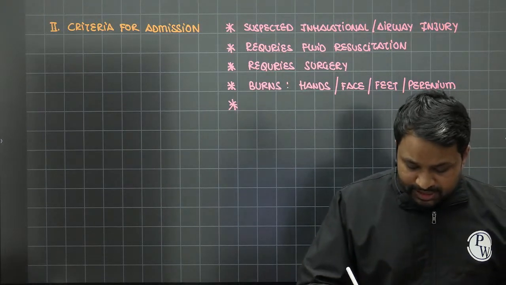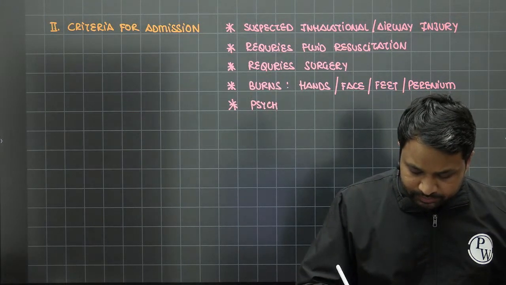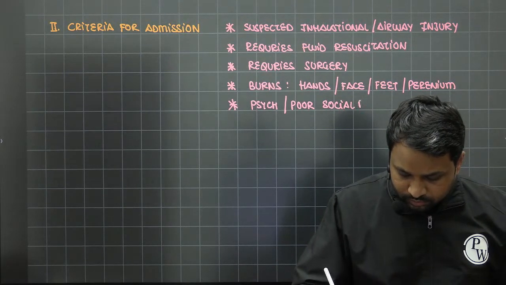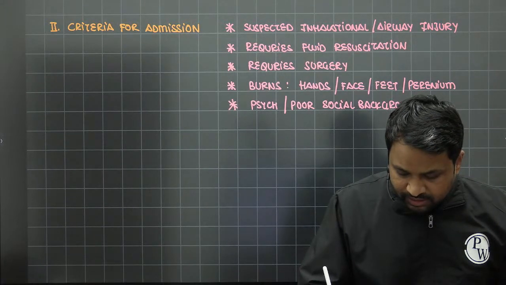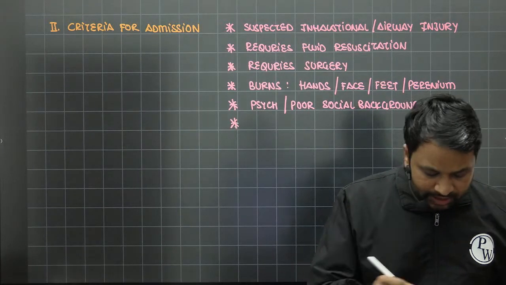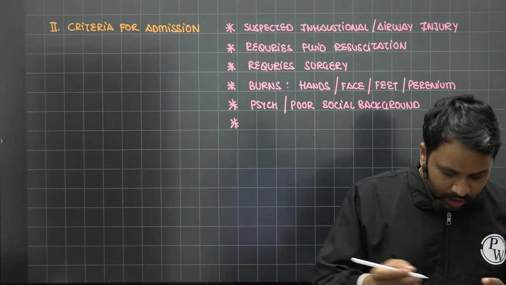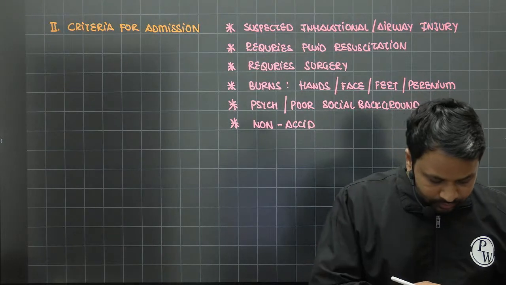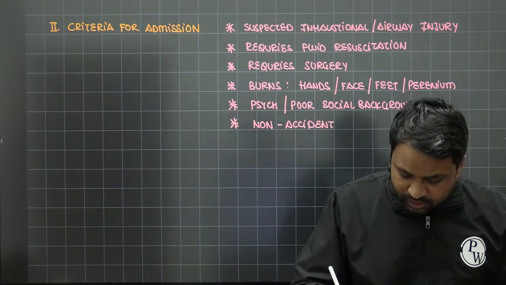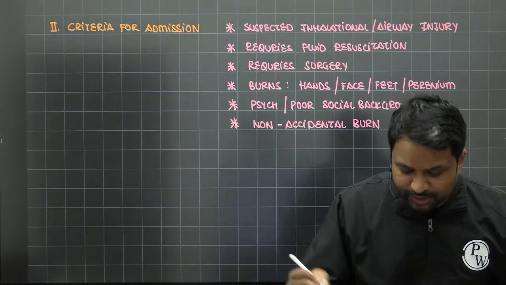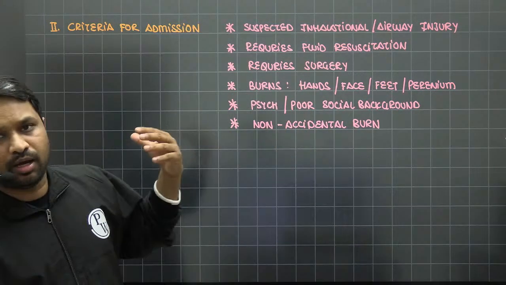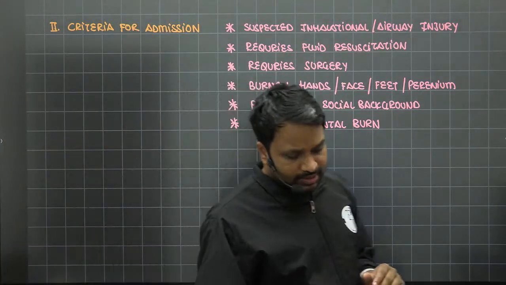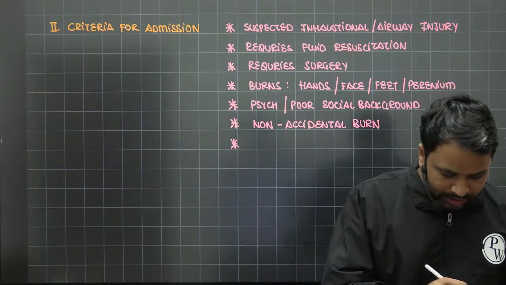Now, if the patient has any psychiatric illness or poor social background, where I feel the care at home cannot be given to the level or the standard that we require. Okay? Now, if there is any evidence of a non-accidental burn, right? If you're suspecting foul play, if there is something that you think is not an accident, somebody has wantedly done it, in those cases also you have to admit the patient for a medico-legal reason, right?